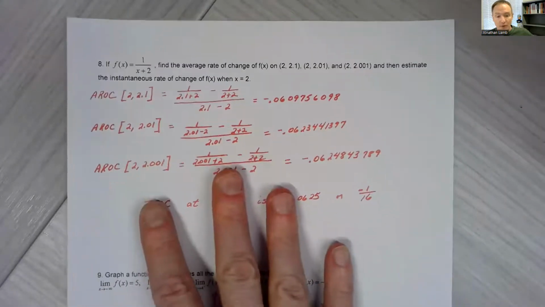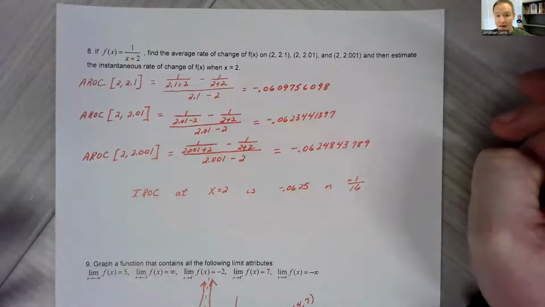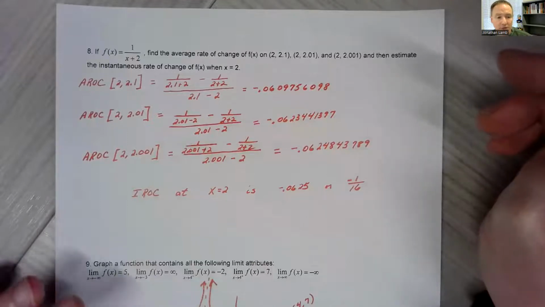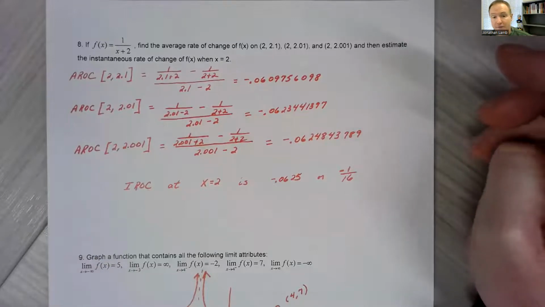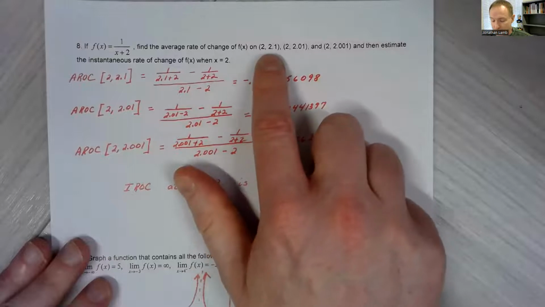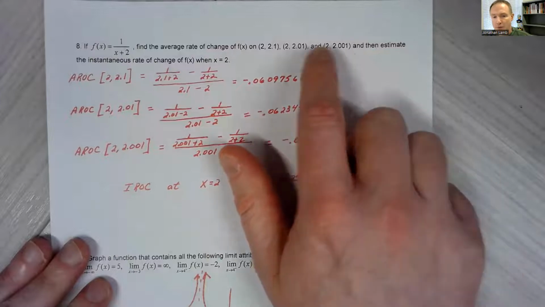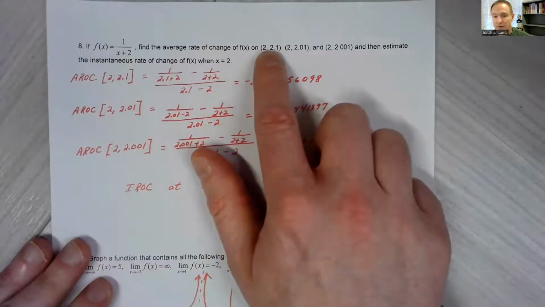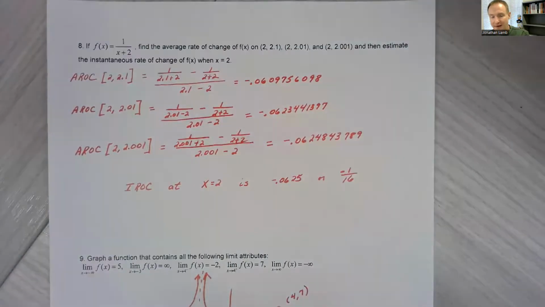Here's the one where I'm wanting you to estimate an instantaneous rate of change based upon given average rates of change. For this function, I gave you 1 over x plus 2. And we are asked to find the average rate of change from 2 to 2.1, 2 to 2.01, and 2 to 2.001. So we're going to find the average rate of change over 1/10 of a unit, 1/100th of a unit, and 1,000th of a unit. And as we find that average rate of change over an increasingly smaller interval, we should see a pattern emerge and be able to guess what happens at 2.